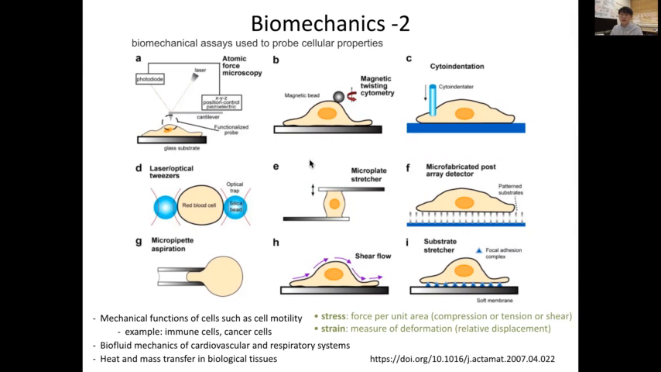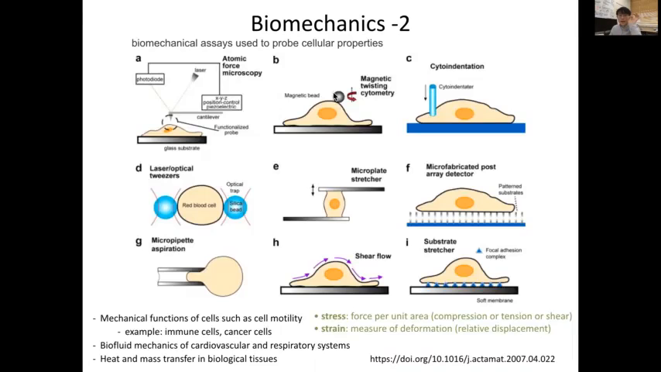In this interesting chart, you can see how we can probe cellular mechanical properties. For example, we can use an atomic force microscope, with a cantilever, to measure with very fine nanometer accuracy, poking on the cell surface with a functionalized probe to pull away or push, to measure the cellular mechanical property near the cell surface.